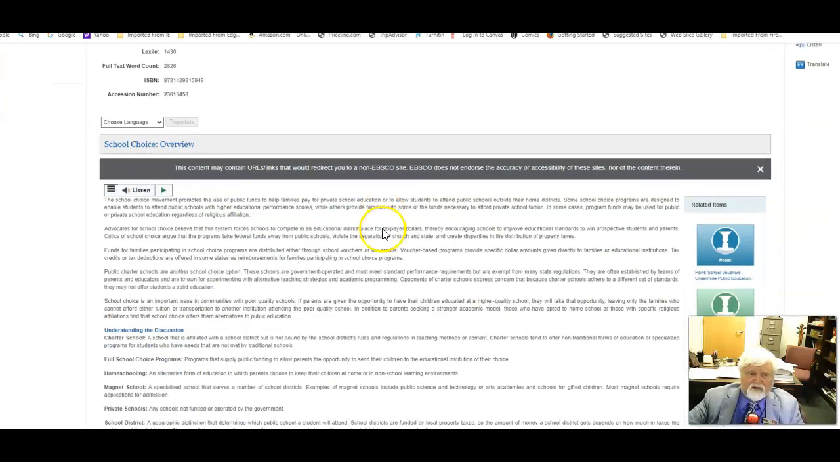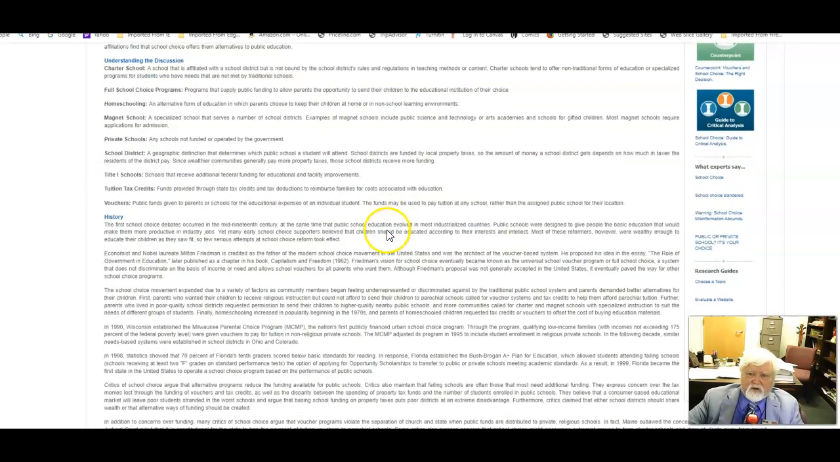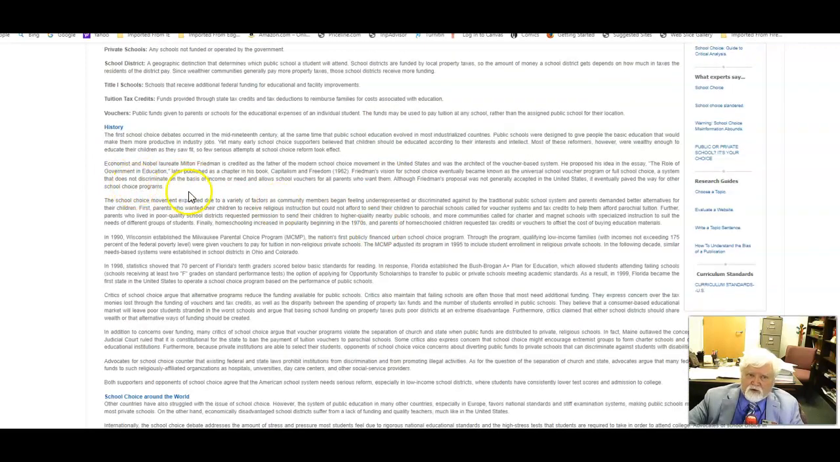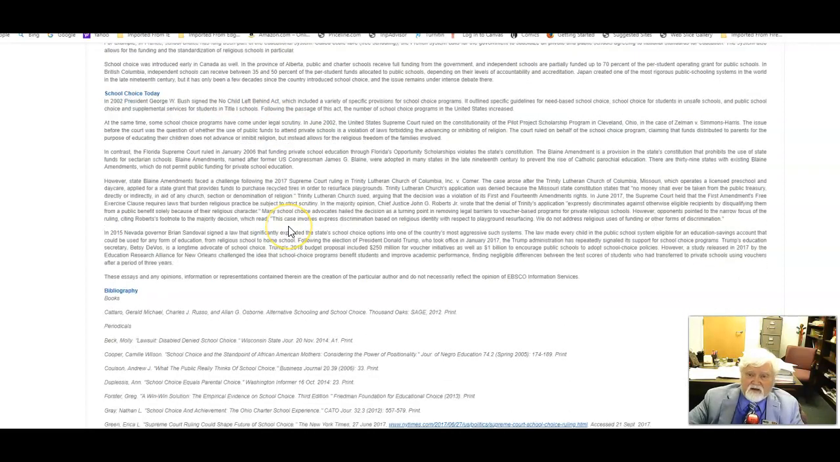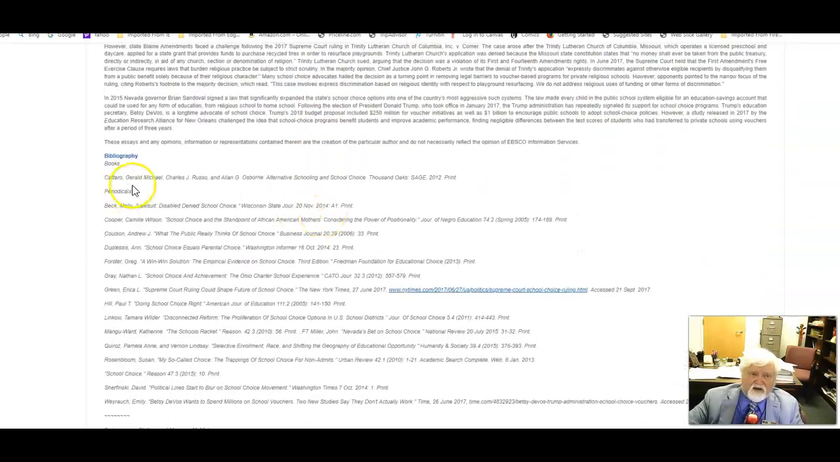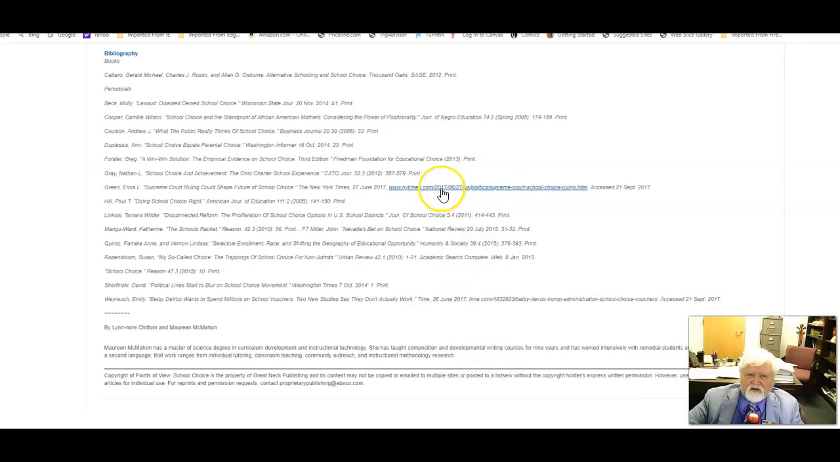And what this does, it just gives you an overview, and the term school choice is used here. It's basically the same one. It just goes into details about what's involved, some terms that you need to understand, some of the history of school choice, school vouchers, how it's used elsewhere, and some other details. You'll also see down here the bibliography that EBSCO uses, and anytime you see this blue, it's supposed to allow you to access that source.